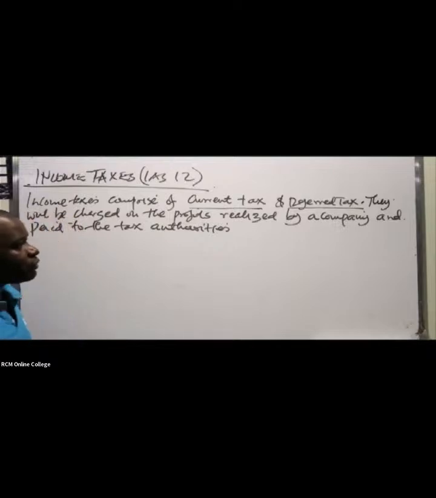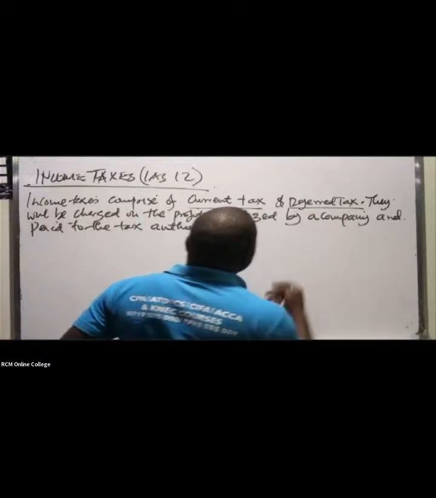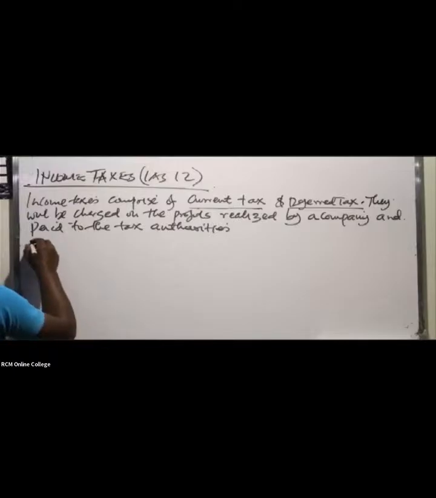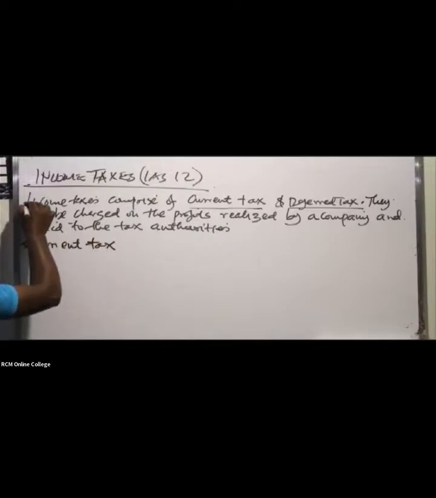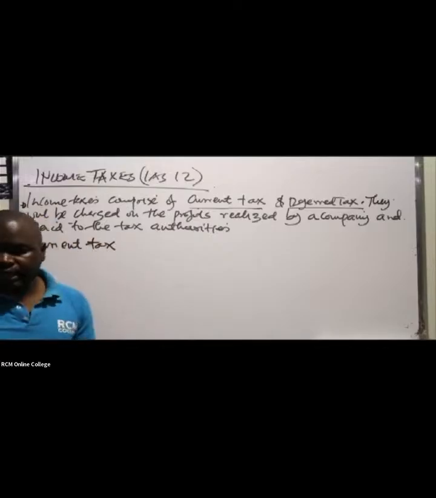And then in this case, we refer to them as what? Deferred tax. So you can write deferred tax. What is actually current tax? You can write current tax and write this about current tax.